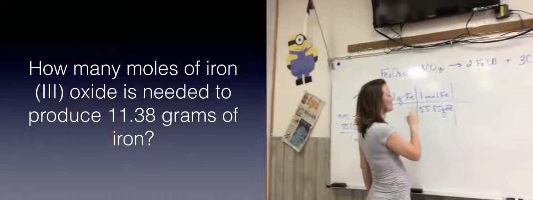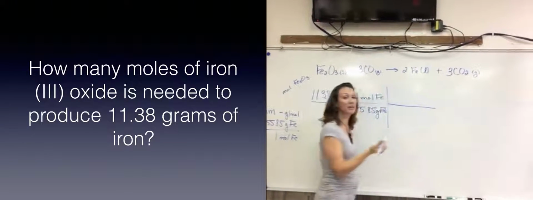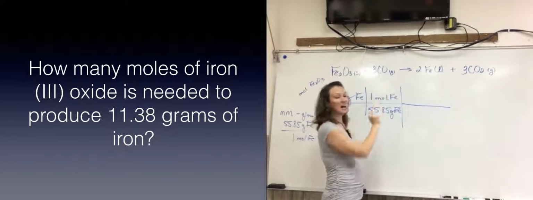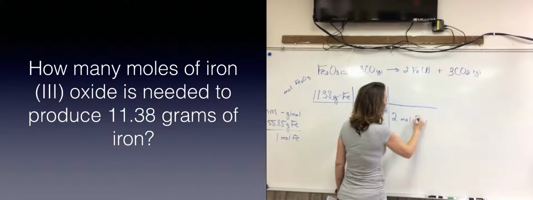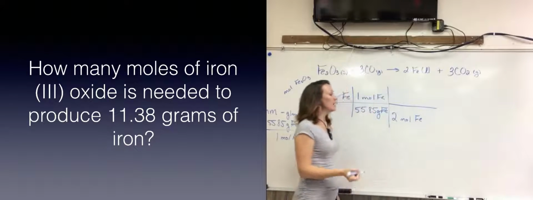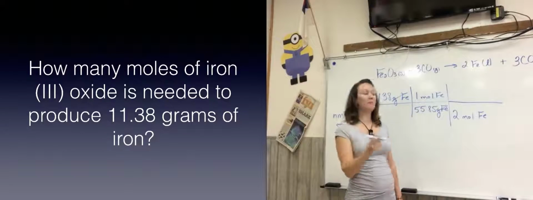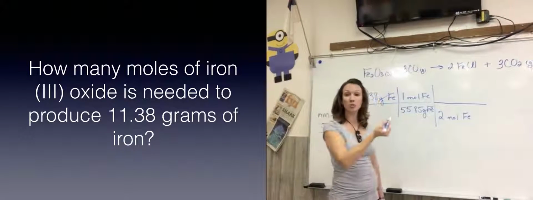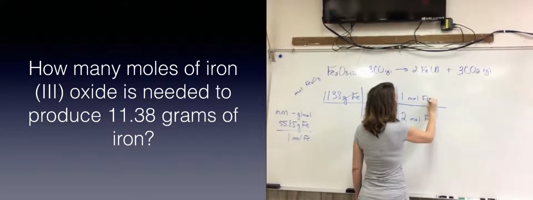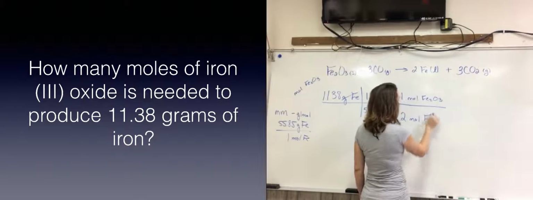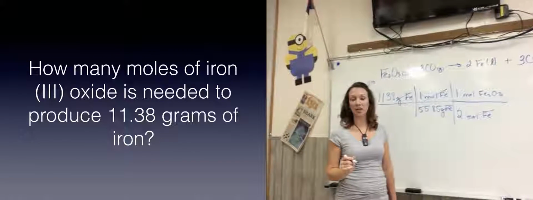So what we're going to do is look at our mole ratios. I need moles of iron to be on bottom so it cancels out. I look up here, I see I have a 2. So I'm going to put 2 moles of iron on bottom. And then I need to get moles of iron(III) oxide up on top. I look at iron(III) oxide, I have an understood 1 coefficient. So that's going to be 1 mole of iron(III) oxide. My moles of iron cancel out, leaving me at my destination of moles of iron(III) oxide.